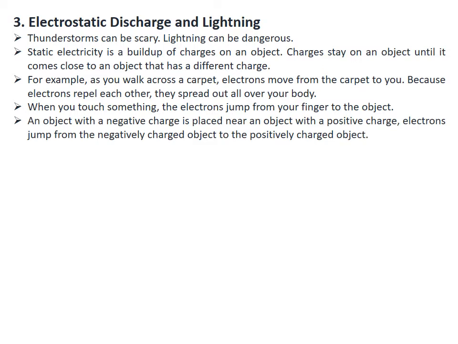Let's see how do these electrons move. An object with a negative charge is placed near an object with a positive charge. Electrons jump from the negatively charged object to the positively charged object. This jumping is called an electrostatic discharge.